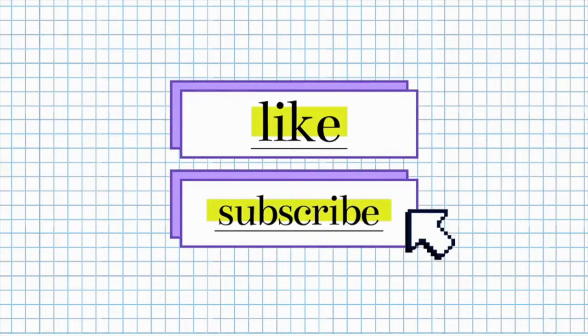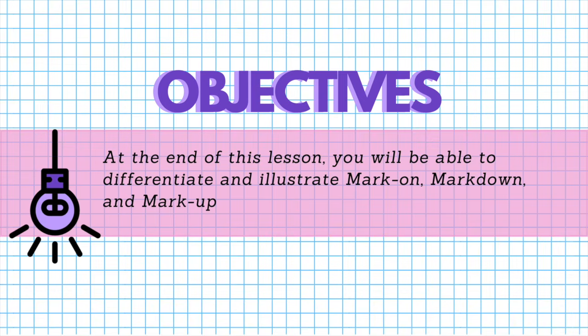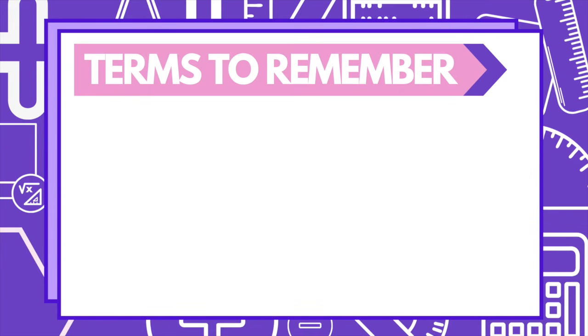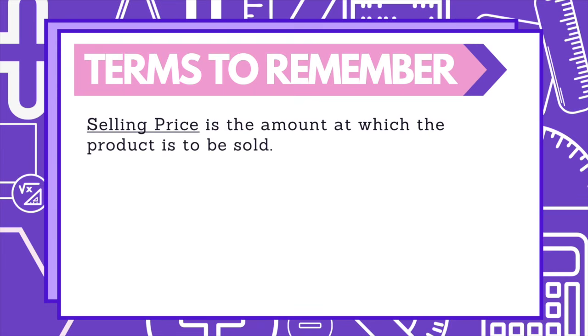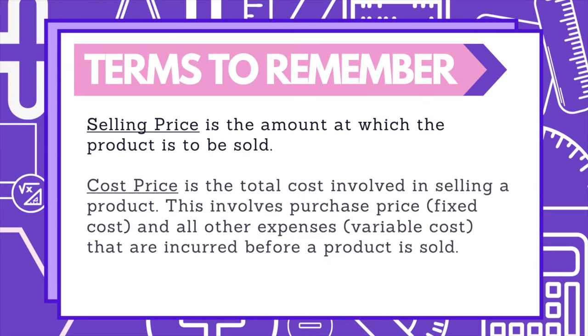So hopefully at the end of this lesson, you will be able to differentiate and illustrate markon, markdown, and markup. But before that, let us determine the terms to remember. Now we have the selling price, which is the amount at which the product is to be sold, as well as the cost price, which involves the fixed cost as well as the variable cost.